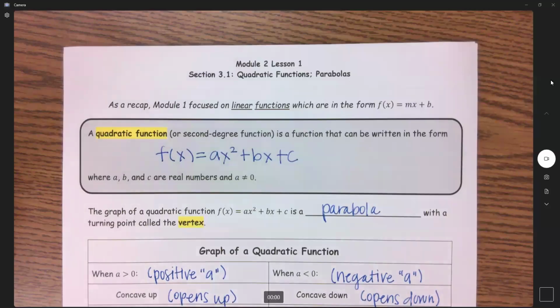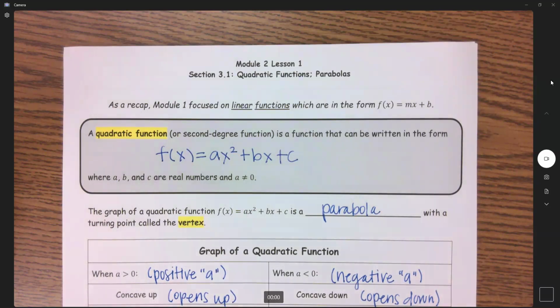As a recap, Module 1 focused on linear functions, which are in the form of f of x equals mx plus b. Now we're going to move on to different types of functions. We will still need linear functions a little bit throughout the course. But now, specifically in these next 3 or 4 lessons, we're going to be focusing on quadratic functions.